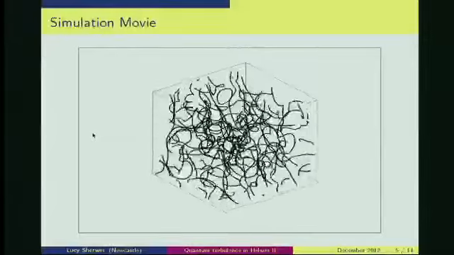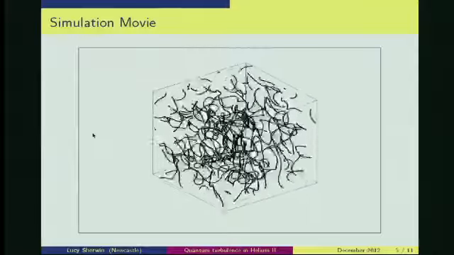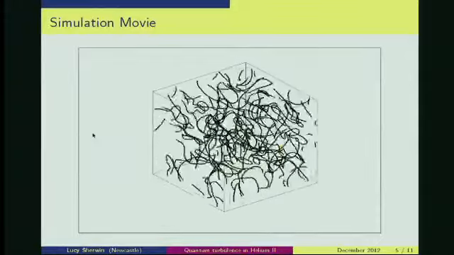And then we will examine the characteristics of this vortex tangle and compare them with classical turbulence results and experimental superfluid observations.